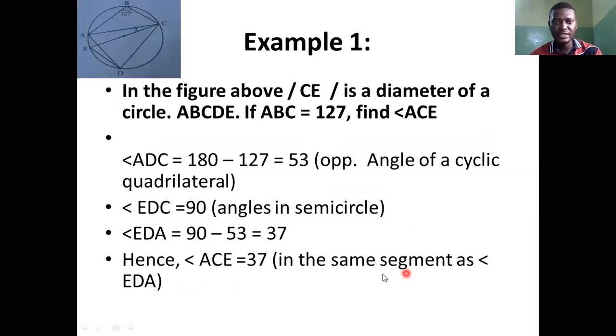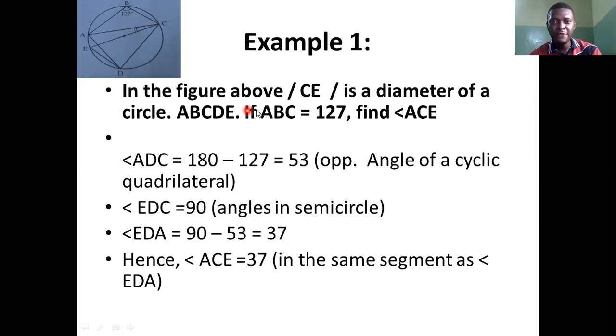Now let's apply it to example 1. In the figure above, line CE is a diameter. Please take note, there's a reason for stating that this is a diameter of a circle. In the figure above, CE is the diameter of a circle ABCDE. Sorry for this dot here, it's not supposed to be there.